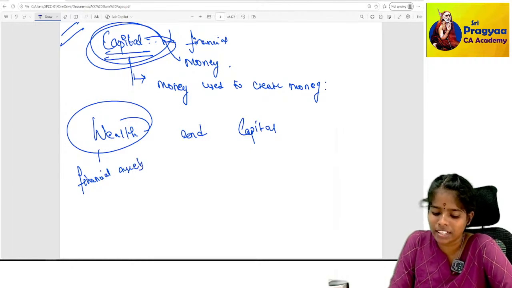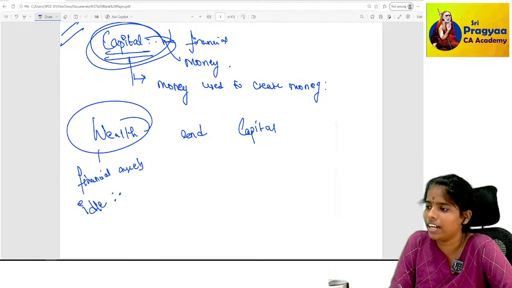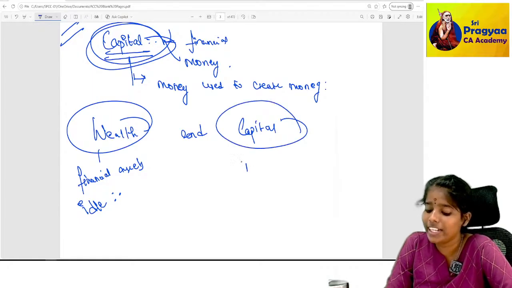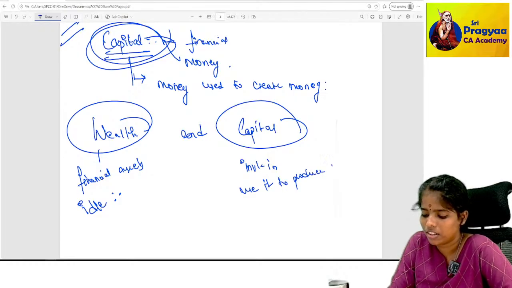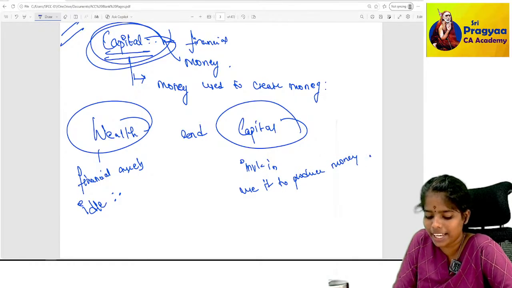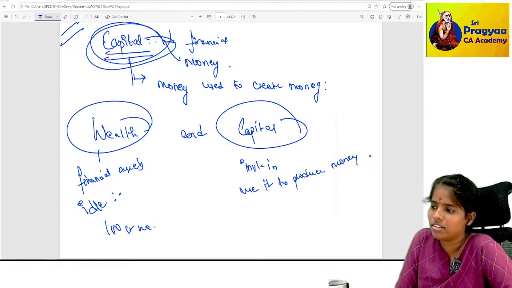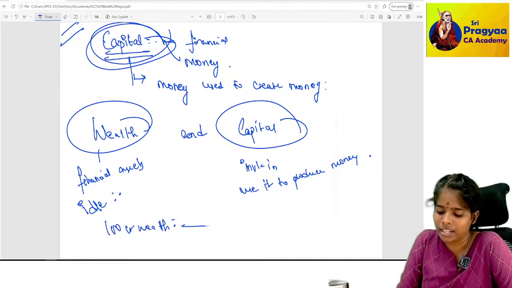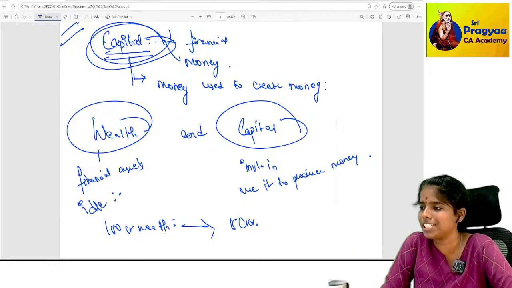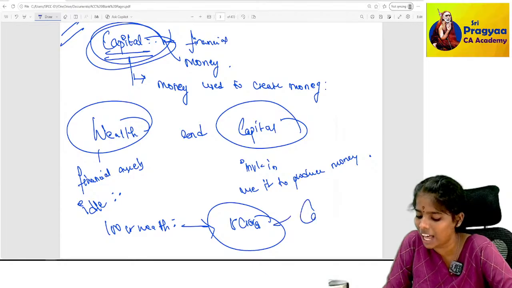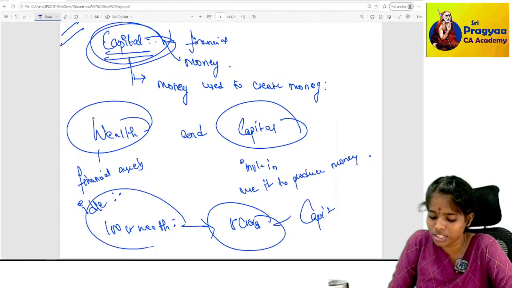It can be idle. Correct? But capital means I am going to invest it in a business. I am going to use it to produce more money. For example, I can be having 100 crore wealth. 100 crore பணம் இருக்கலாம் என்கிட்ட. ஆனா இப்போ ஒரு business start பண்றேன்னா அதுல வந்து 15 crores I'm going to invest means then this 15 crores is my capital, this 100 crores is my wealth.